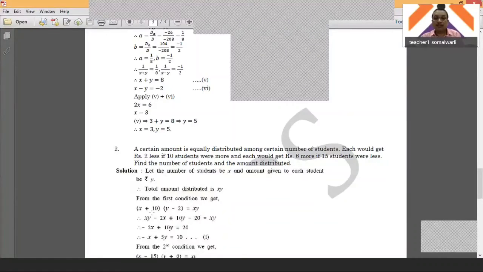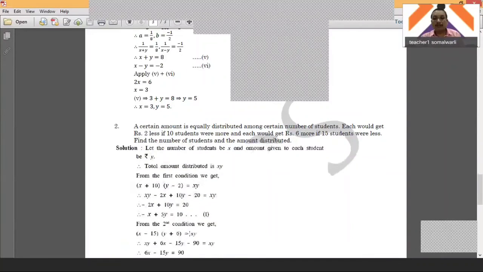So (x plus 10) into (y minus 2) is equal to xy. Simplifying this, multiplying this, it will give us xy minus 2x plus 10y minus 20 is equal to xy. On simplifying, xy gets cancelled, taking 20 to the right side, it gives minus 2x plus 10y is equal to 20. Dividing by 2, it gives minus x plus 5y is equal to 10.